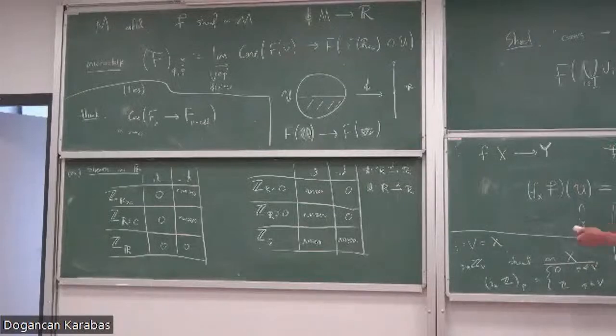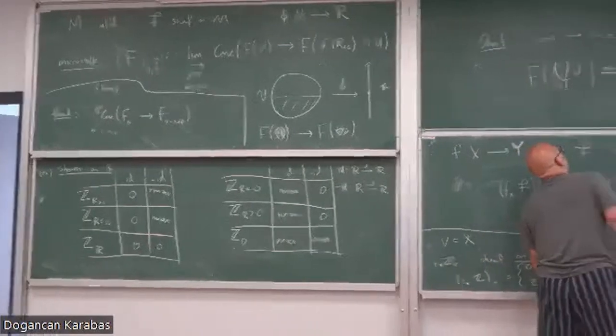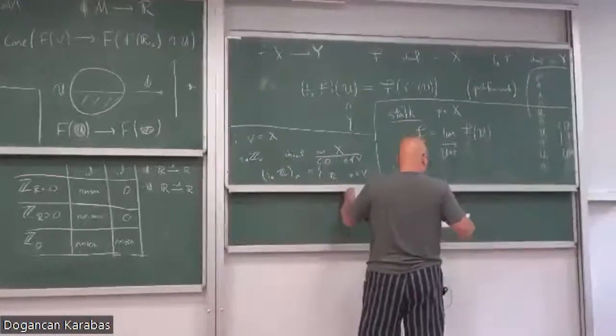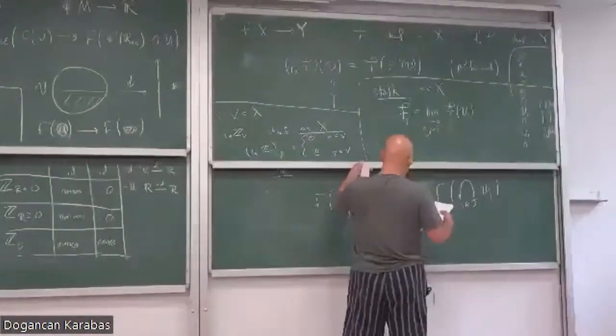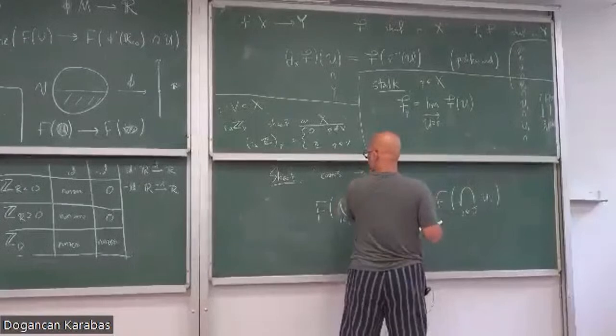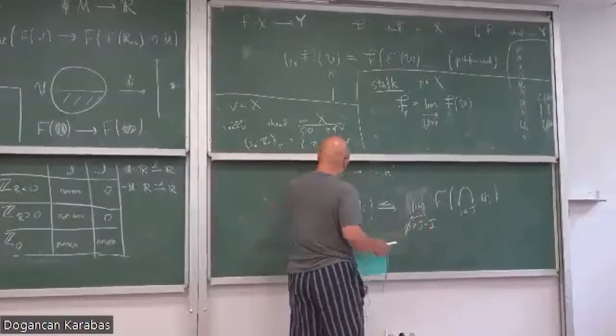I still haven't gotten to the point where I explain something about the cotangent bundle, so I do it now, with this definition of microsupport.